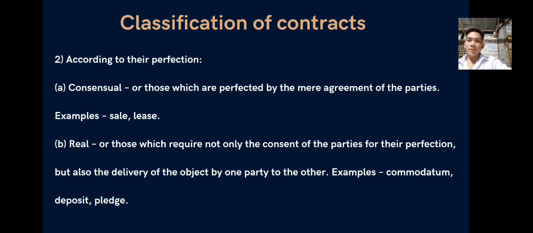The second classification of contract is according to their perfection. First, consensual, or those which are perfected by the mere agreement of the parties. Examples are the sale and lease. Second is the real, or those which require not only the consent of the parties for their perfection, but also the delivery of the object by one party to another. Examples are the comodatum, deposit, and pledge.